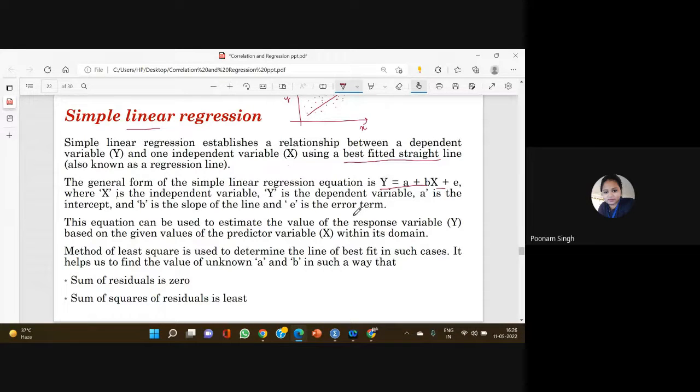Okay. Now, how is this line fitted to this data? As I've told you, in simple linear regression, we use the best fitted line, which is also called the regression line, and this best fitted line is used to predict the value of y. Then what is the method to fit this line?